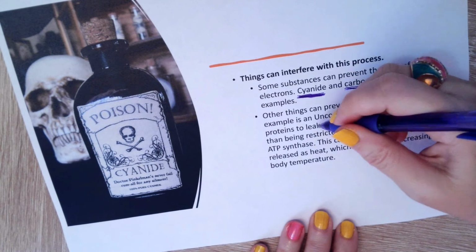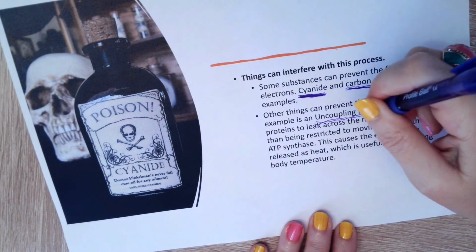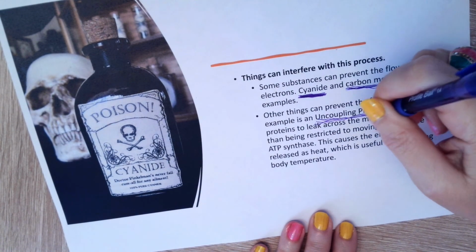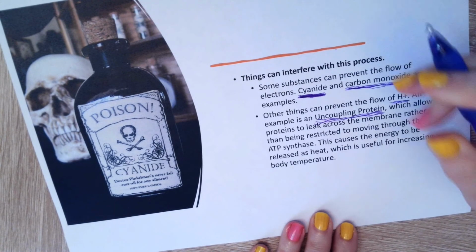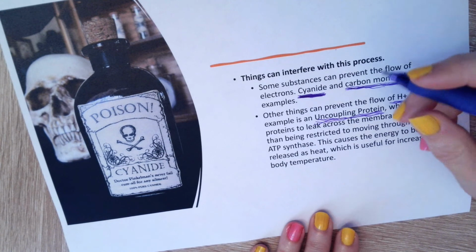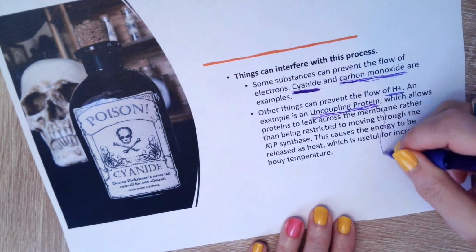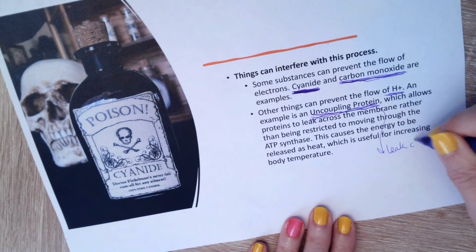So there is a protein that is a natural protein to have on the membrane, but if you have too much of it, it would cause a problem. It's called an uncoupling protein. It's essentially just a leak channel for hydrogen.